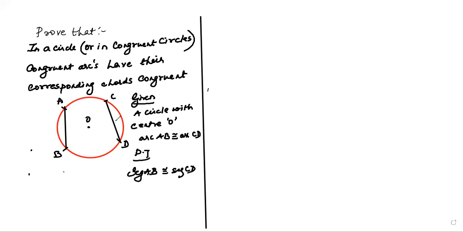Now, how to prove a segment congruent, children? Very simple. A segment can be a side of a triangle. So identify a triangle whose side is AB, identify a triangle whose side is CD. No triangles are there, but I can construct. I can join O to A and O to B, so I get one triangle.